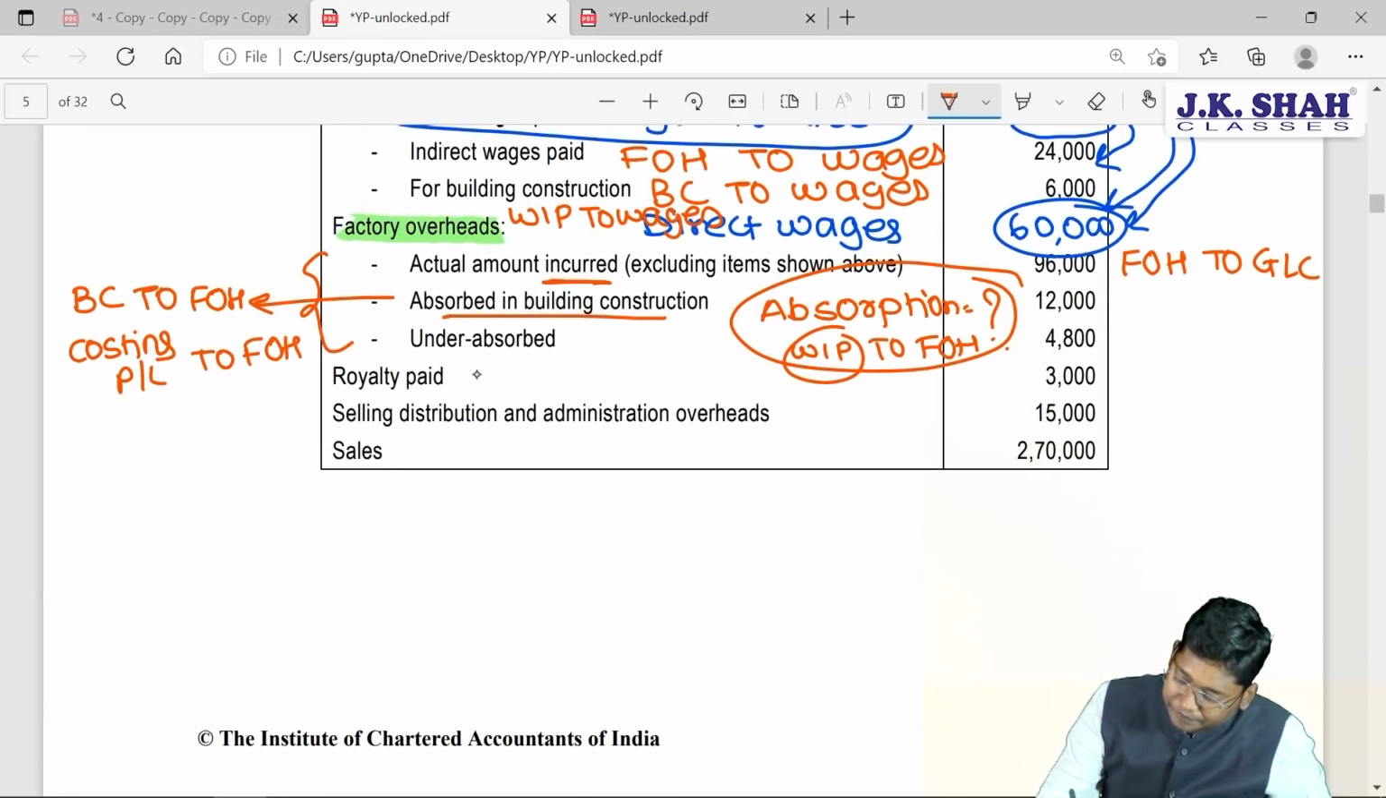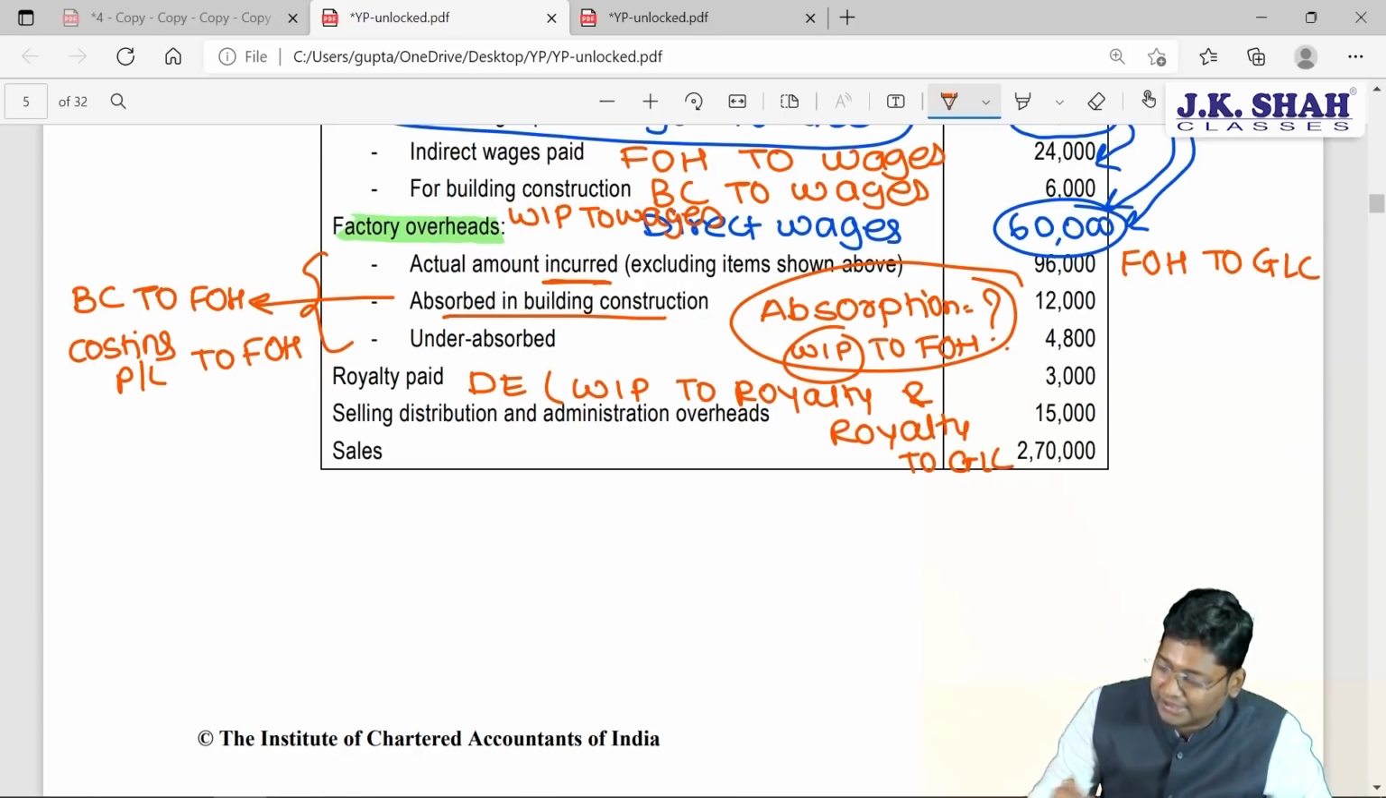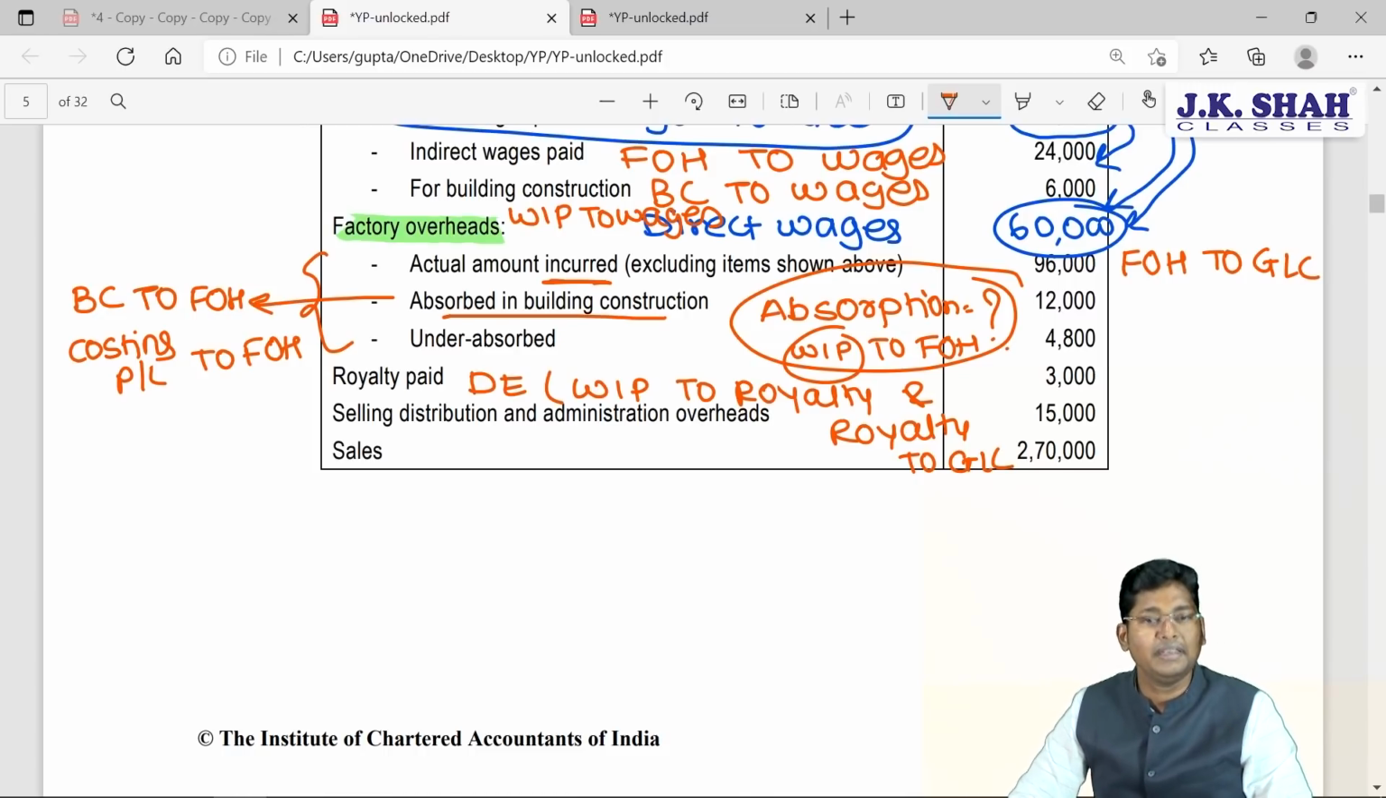Royalty paid is the direct expense. For direct expense, first absorption entry will come, WIP account debit to royalty, and once absorption entry is passed, you should pass second entry for payment, and that one is royalty account debit to GLC. These are the entries to be passed for royalty.